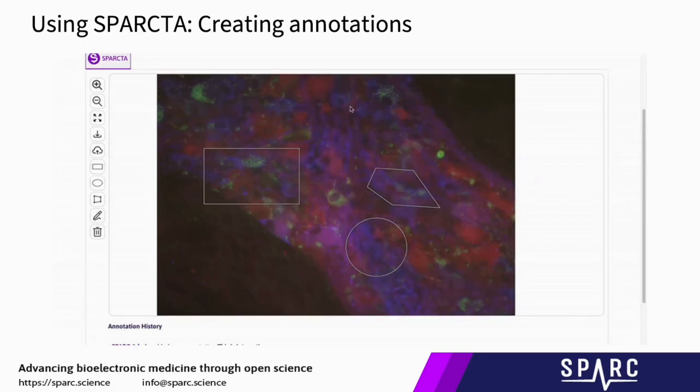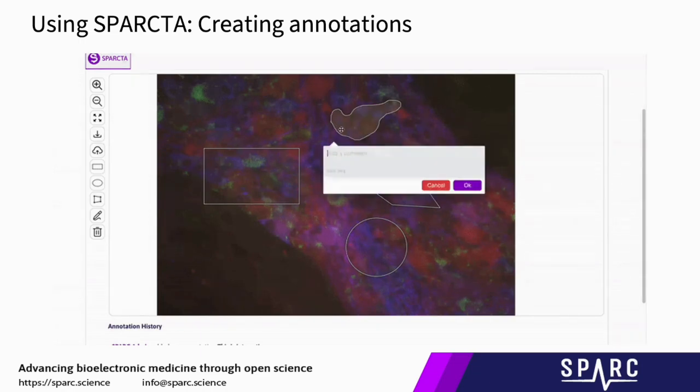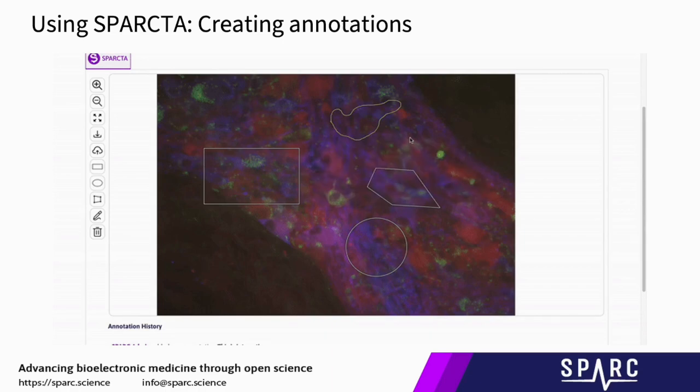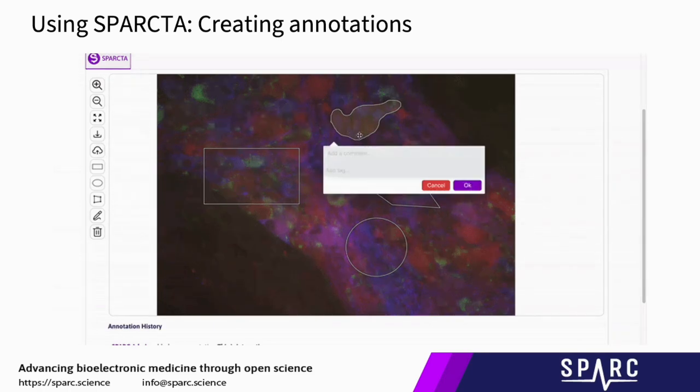and the annotation shape is not only a rectangle, but it also comes in different shapes. For example, you can use an ellipse, you can use a polygon, and for some specific tissue that you want to highlight in more detail, you can also use our freeform annotator.